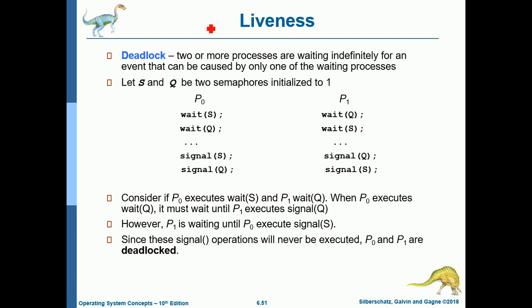As you can see, if it is wait for the other process, it should be signal for the other process. However, P sub 1 is waiting until P sub 0 executes signal S. Since these signal operations will never be executed, P sub 0 and P sub 1 are deadlocked. So for you to understand deadlock, actually, there's a dedicated chapter for this deadlock. But for you to understand this concept, let's have a real-world analogy.